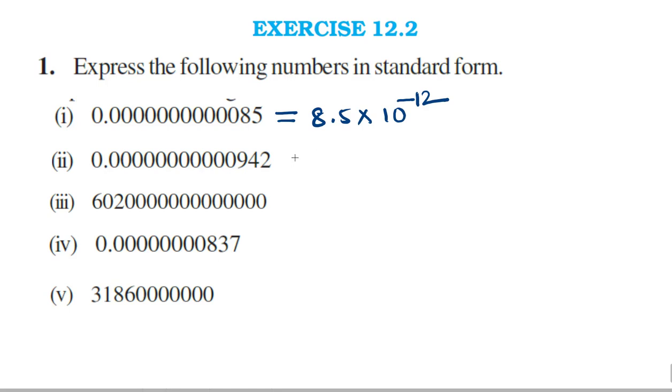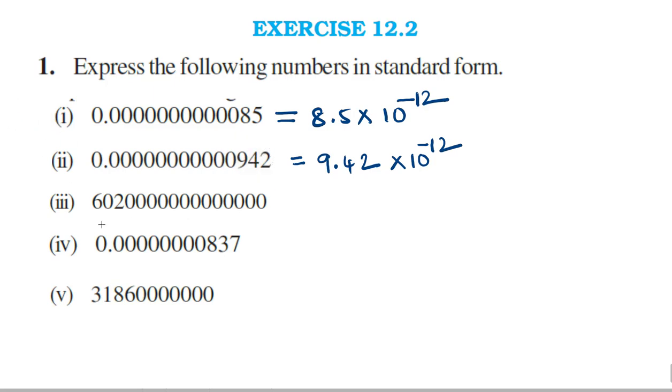Right, let us go to the second problem. Here we have some zeros and then 942. So where should the point be? Here we have 942. Then we need to write it like 9.42, so that it will be in between 1 and 10. For that we need to move the point to the right. How many places? Let us put the point here, suppose. Then how many places do we need to move? 1, 2, 3, 4, 5, 6, 7, 8, 9, 10, 11, 12. So that should be times 10 to the power of negative 12. Like that we need to write.